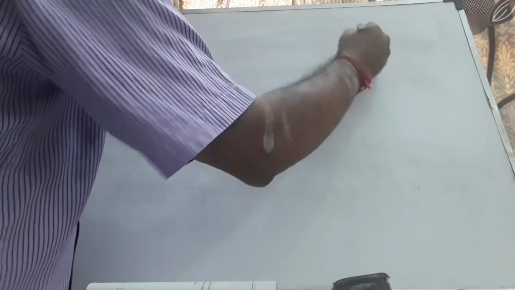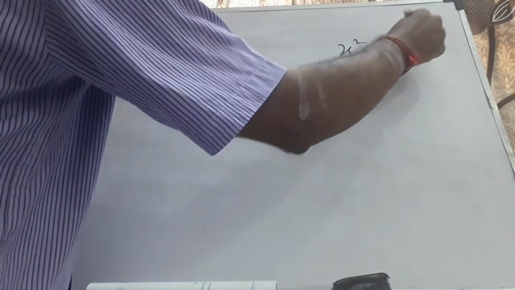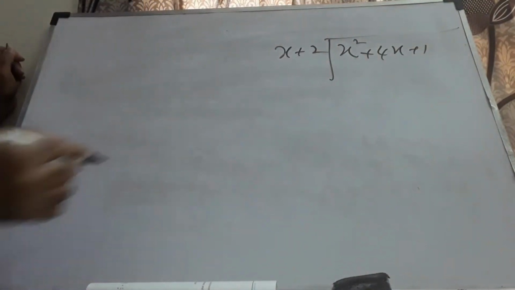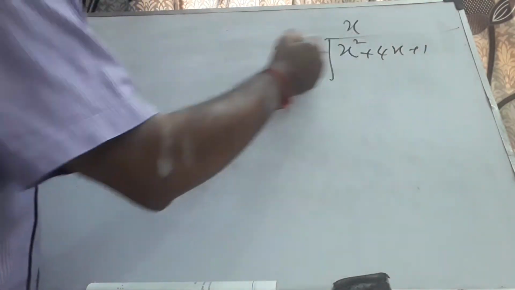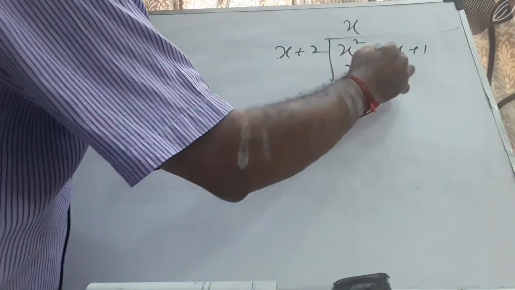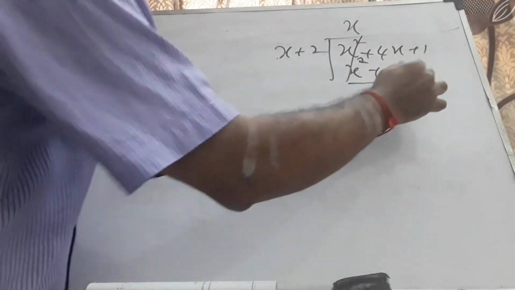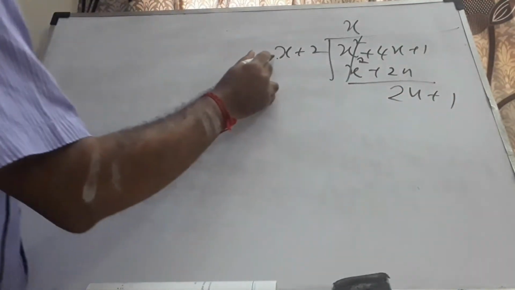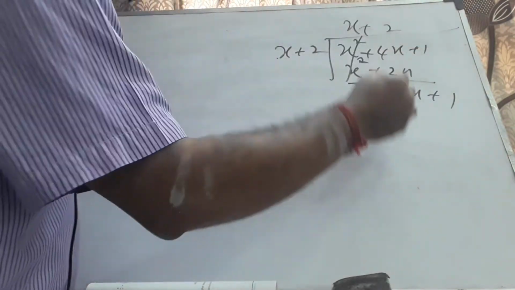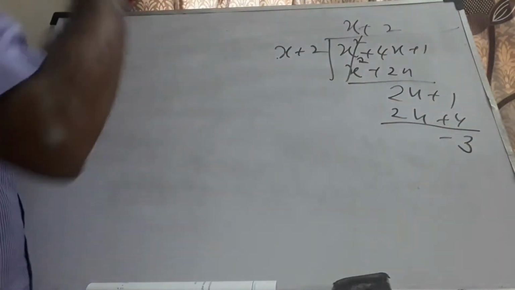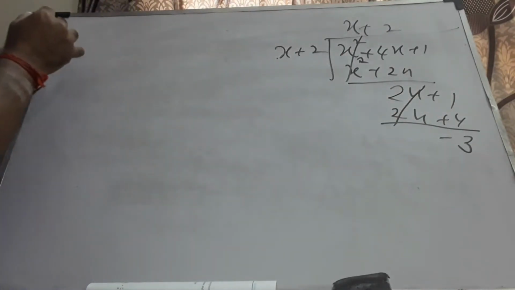Just listen, let me check. Okay, x square plus 4x plus 1. Let me divide it by x plus 2. Okay, what happens? Let us see. X square by x is x. Therefore, I'll get x square plus 2x. Here, while you subtract, this will go off. 2x plus 1. 2x by x is 2. Therefore, 2x plus 4 I will get here. I will get the remainder to be minus 3.